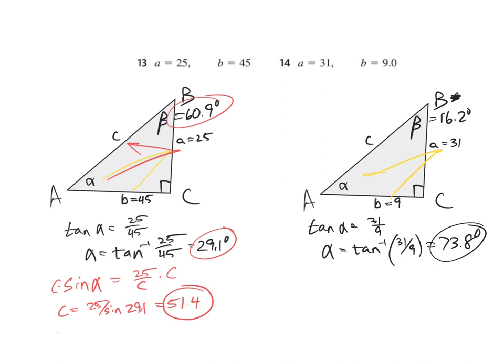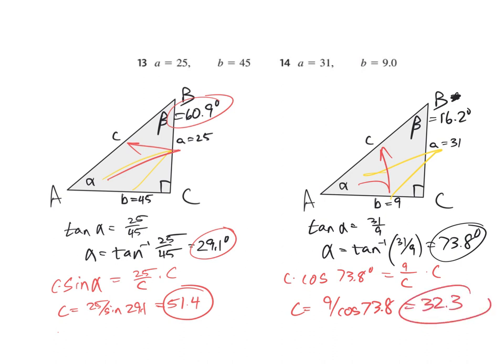And to get C, we'll do cosine this time. So do the adjacent and hypotenuse. So the cosine of 73.8 degrees, that's alpha, is equal to the adjacent leg over hypotenuse multiplied by C, and then we will get 9 divided by the cosine of 73.8. So 9 divided by the cosine of 73.8, and that is 32.3. So that's alpha and C and beta.